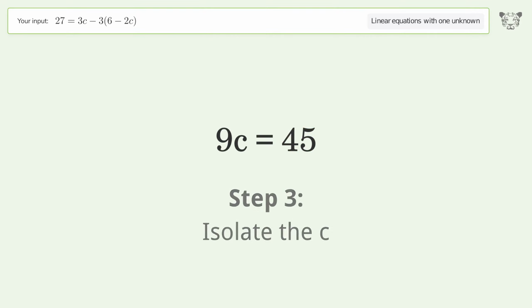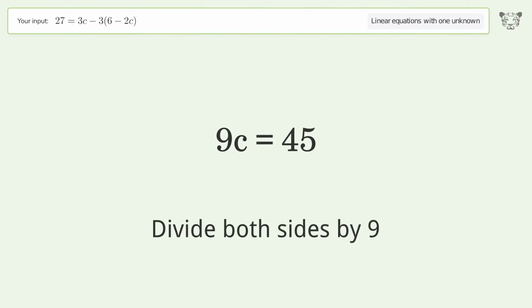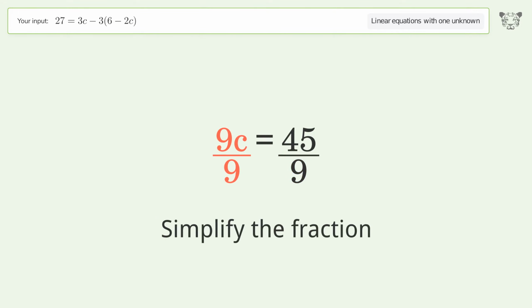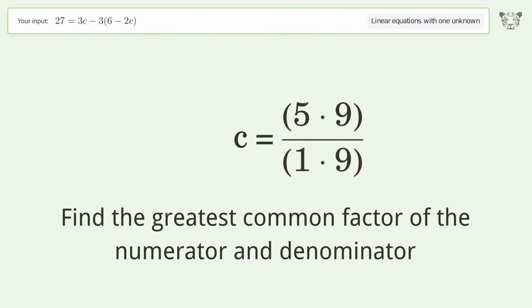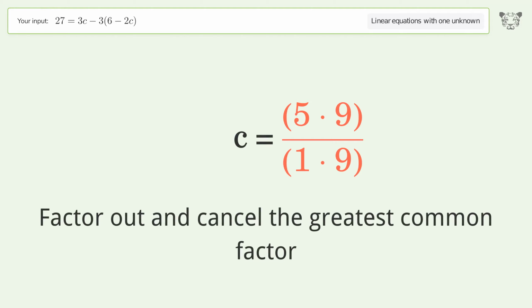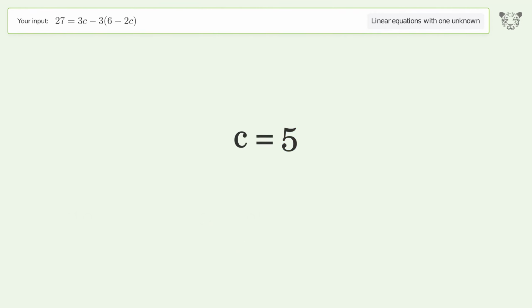Isolate the c. Divide both sides by 9. Simplify the fraction. Find the greatest common factor of the numerator and denominator. Factor out and cancel the greatest common factor. And so the final result is c equals 5.